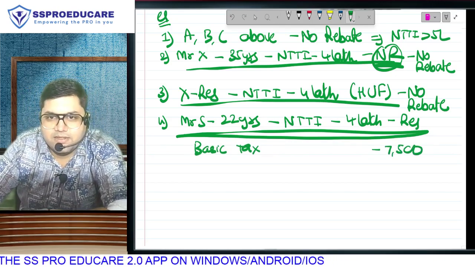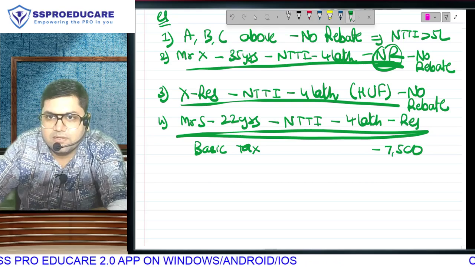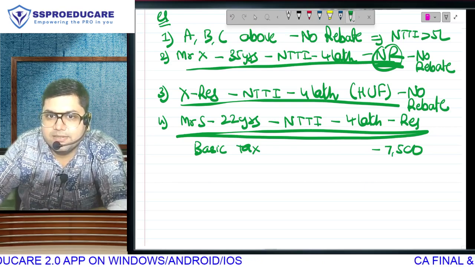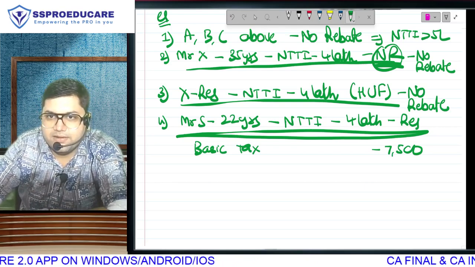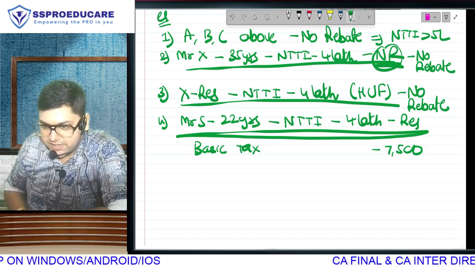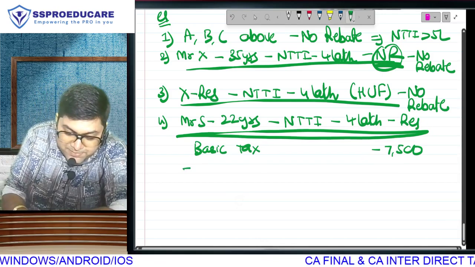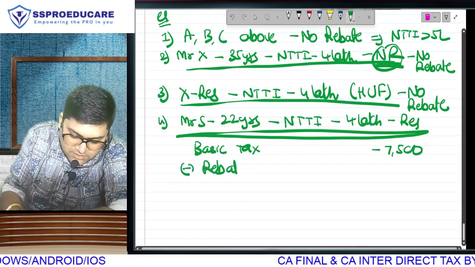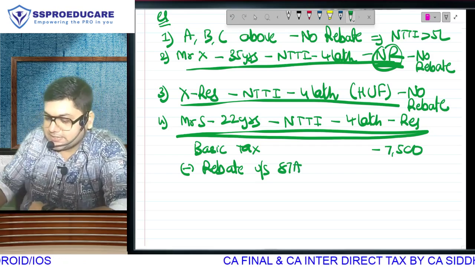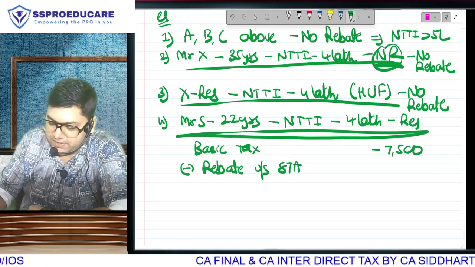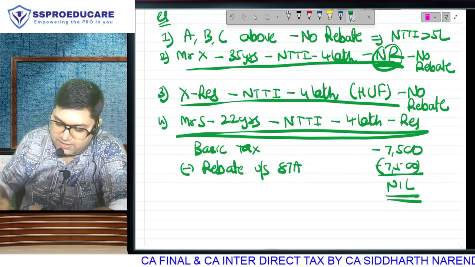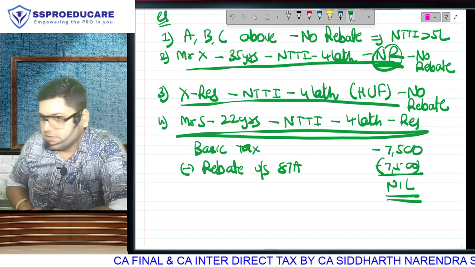7,500 is correct. First 2,50,000, no tax. And second 1,50,000 at 5%, 7,500. From this we will subtract rebate under section 87A, actual tax or 7,500, whichever is lower. Effectively we end up making your tax 0. Understood?